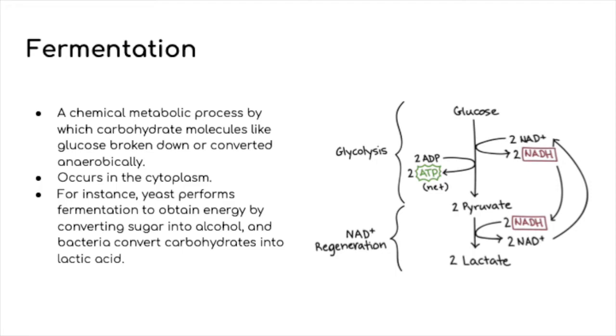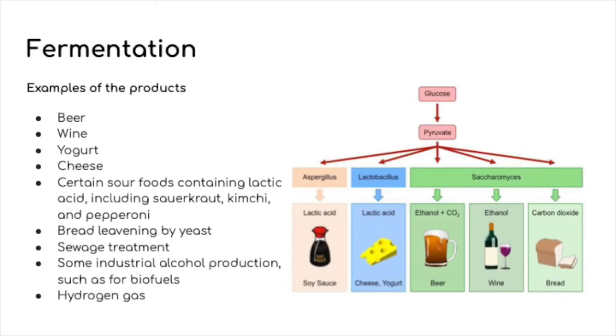For instance, yeast performs fermentation to obtain energy by converting sugar into alcohol, and bacteria convert carbohydrates into lactic acid. Examples of the products of fermentation are beer, wine, yogurt, cheese, certain sour foods containing lactic acid, including sauerkraut, kimchi, and pepperoni, bread leavening by yeast, sewage treatment, some industrial alcohol production such as for biofuels, and hydrogen gas.